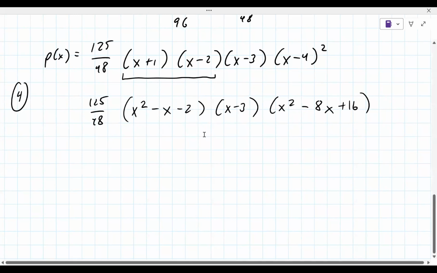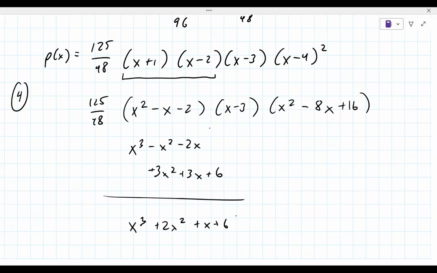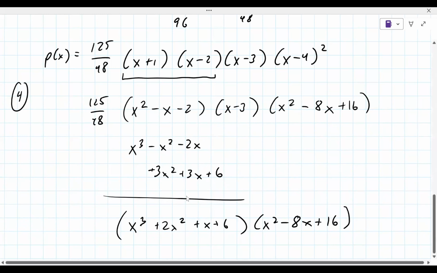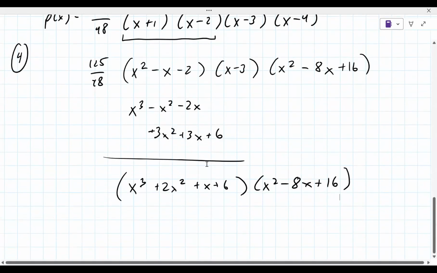So this is just bad. You end up getting x cubed minus x squared minus 2x, minus 3x squared plus 3x plus 6. That's the middle one. So you get x cubed plus 2x squared plus x plus 6 times x squared minus 8x plus 16. I'm possibly going to make a mistake. That's why I was going to go to Wolfram or Mathway to work this out, because it's very easy to make mistakes in this.